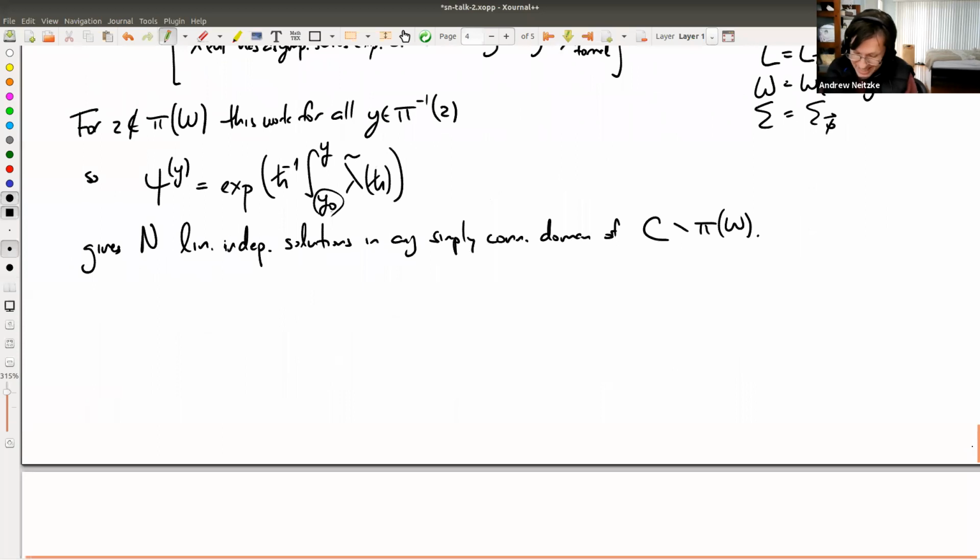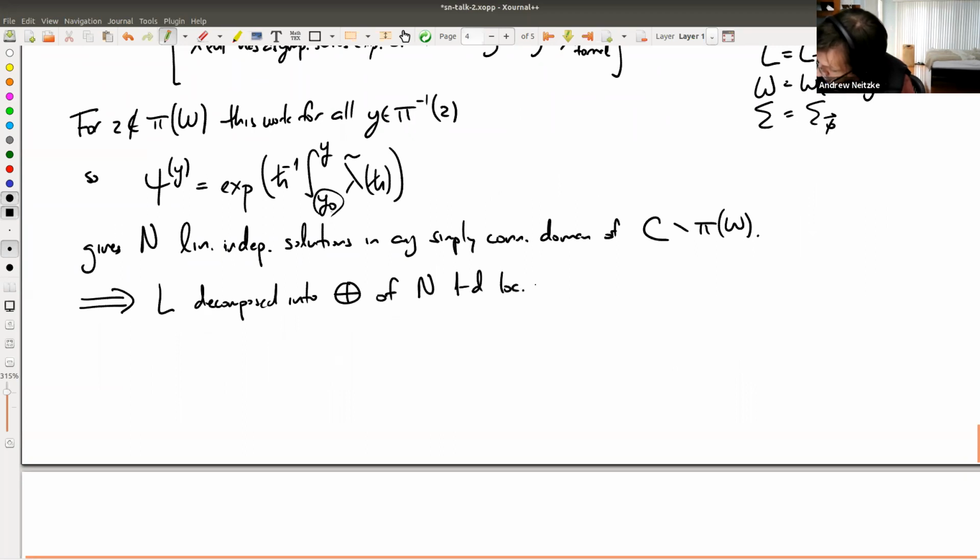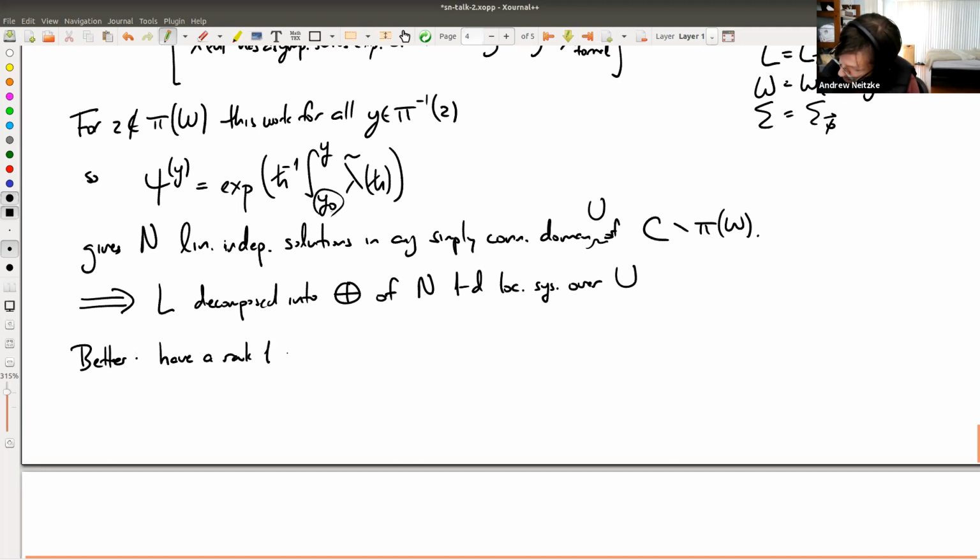So let me say that a little more geometrically. What I'm saying is that L is decomposed into the direct sum of n one-dimensional local systems in any such domain over U. But in fact, the more canonical way of saying it, because those n local systems are really labeled by the n sheets of the spectral curve, so the even better way of saying it is to say it like this, we have a rank 1 local system over the spectral curve, minus some part of the walls.